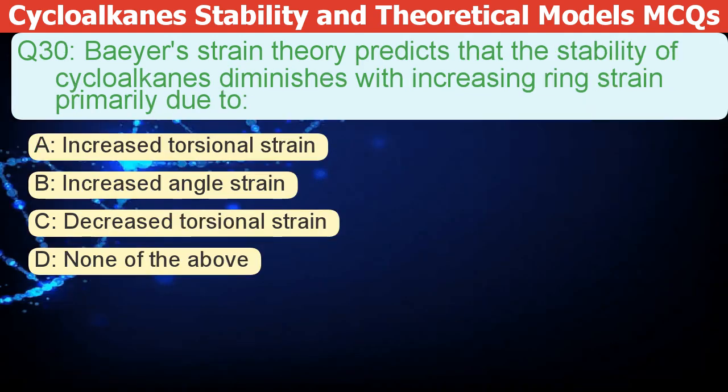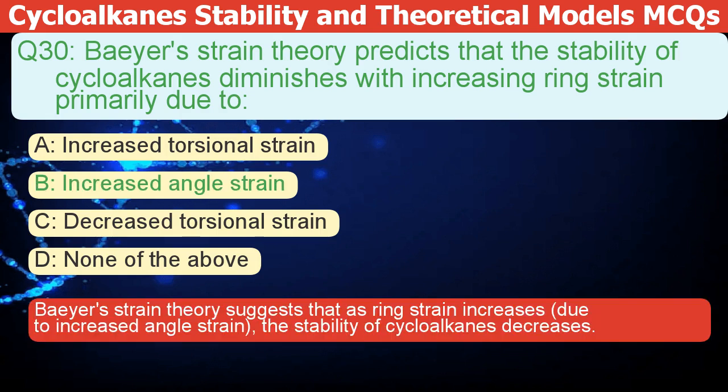Bayer's strain theory predicts that the stability of cycloalkanes decreases as ring strain increases. This is mainly because of A. Increased torsional strain. B. Increased angle strain. C. Decreased torsional strain. D. None of the above. The correct answer is B. Bayer's strain theory suggests that as ring strain increases, due to increased angle strain, the stability of cycloalkanes decreases.